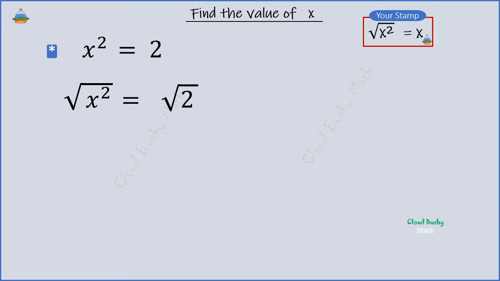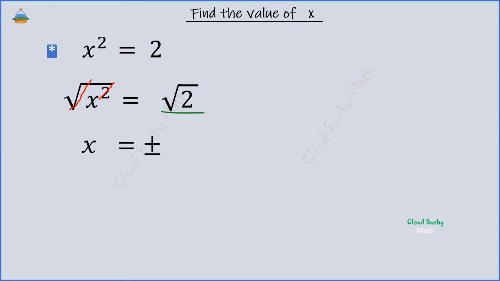Now, on the left-hand side, the square root will cancel the square, so we remain with x only. This should equal plus or minus the square root of 2. 2 is not a perfect square. We cannot simplify the square root of 2. Now, since 2 is not a perfect square, and the square root of 2 cannot be simplified further, we stop here. So this 2 remains under the square root sign.